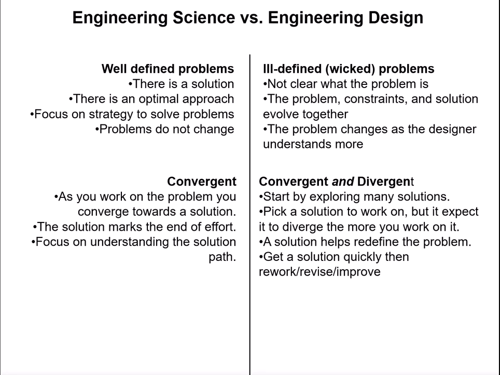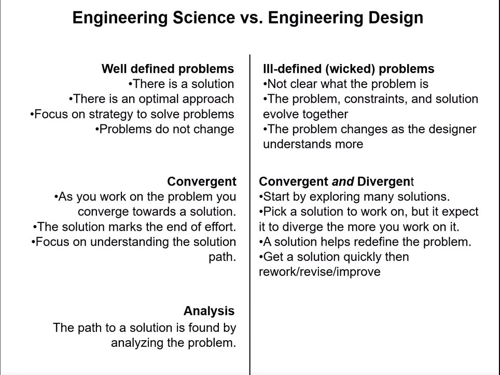We don't expect it to be the right solution. We expect the more we work on that solution, the more we're going to learn, and we're going to diverge from that solution. A solution helps us redefine the problem in a better way. So we don't focus on getting to the right solution. We want to get a solution quickly, realize it's only going to be partial, then rework, revise, and improve.